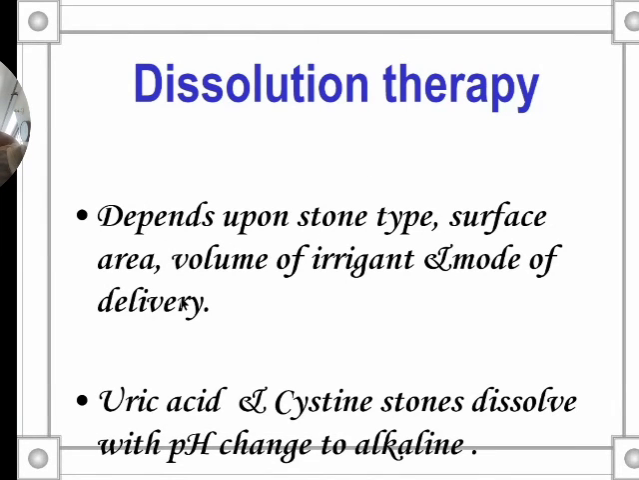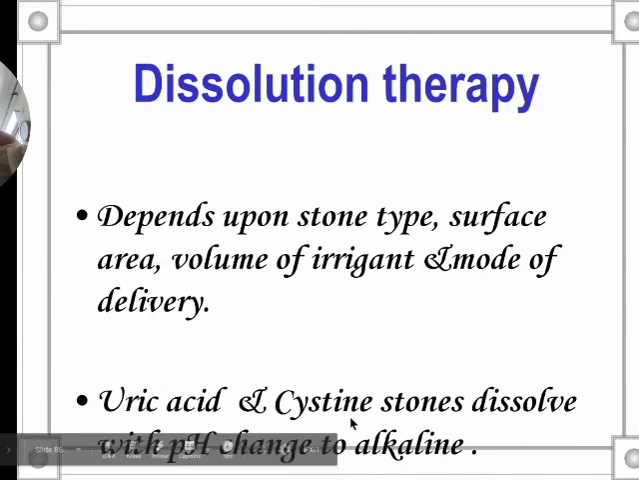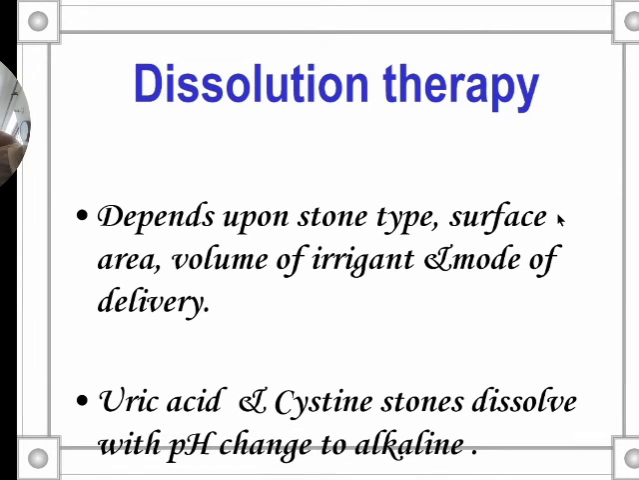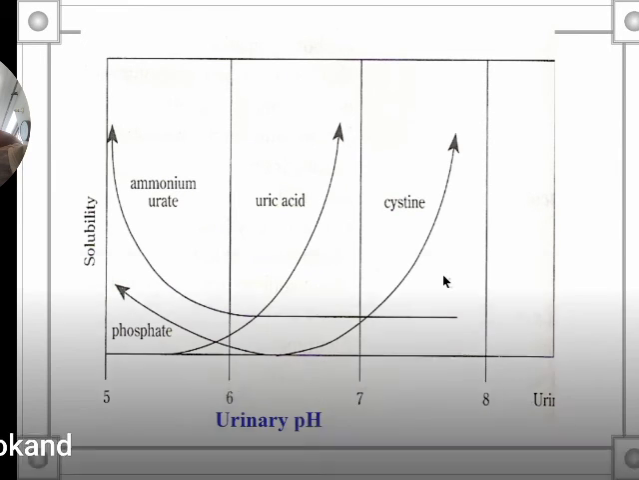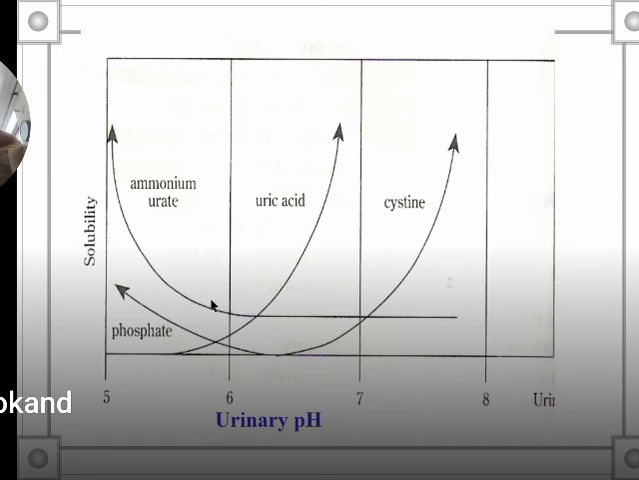It will depend upon the stone type, surface and volume. Uric acid and cystine stones will dissolve with the change of the pH. So you can change the pH to alkaline in uric acid and cystine stones, so they will get dissolved. The graph I showed you earlier shows that uric acid and cystine stones dissolve if you make the urine alkaline. Infected stones are in acidic urine, so you acidify; in these other stones, you alkalize.